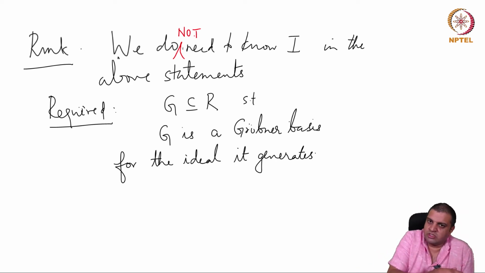Although I stated those things for ideal, that's because till then we had not really thought about the property of a subset as being a Gröbner basis. It was always with respect to an ideal, but we don't need to explicitly refer to the ideal all the time. So anyway, here is what is called the ideal membership test.